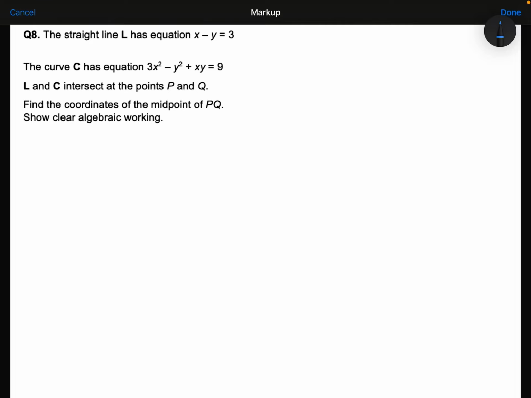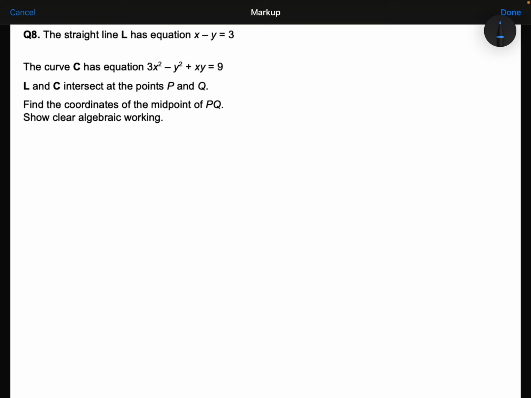The straight line L has equation x minus y is equal to 3. The curve C has equation 3x squared minus y squared plus xy is equal to 9. We're told that L and C intersect at the points P and Q. We need to find the coordinates of the midpoint of PQ.